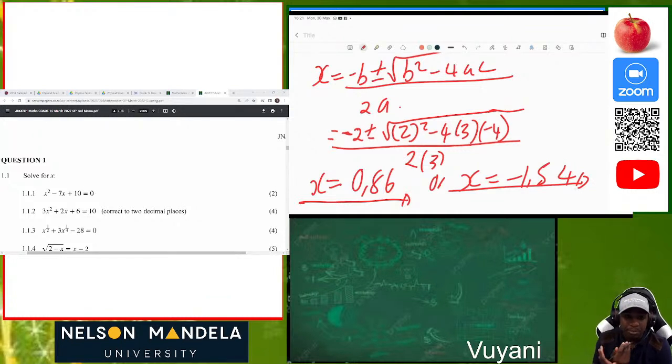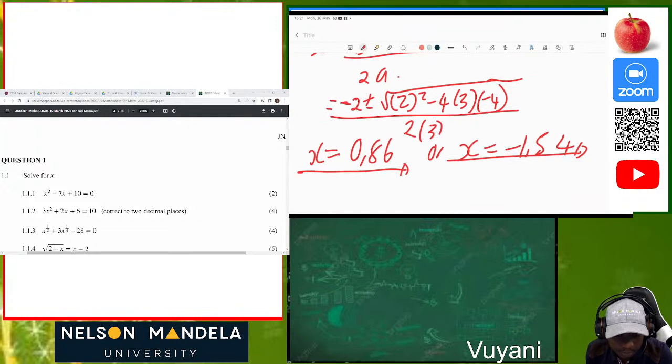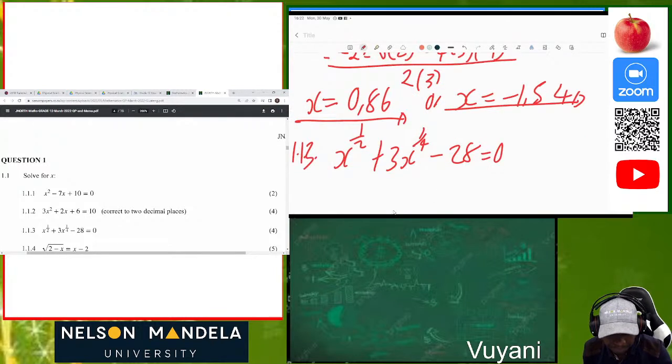All right. Now let's move forward. You see, solving for x is so good and so easy and straightforward. Okay. Now, on the next question, we are given, this is a bit tricky now, please be attentive. So we are having x to the power 1 over 2 plus 3x to the power 1 over 4 minus 28 is equal to 0. So how can you solve this question?